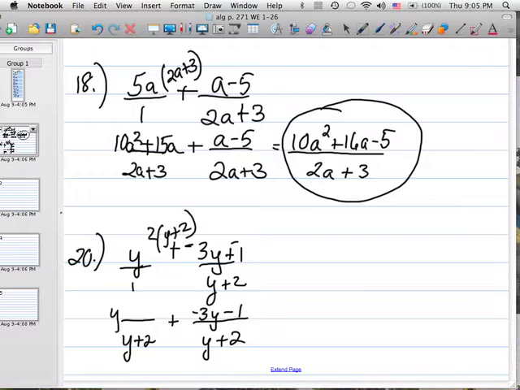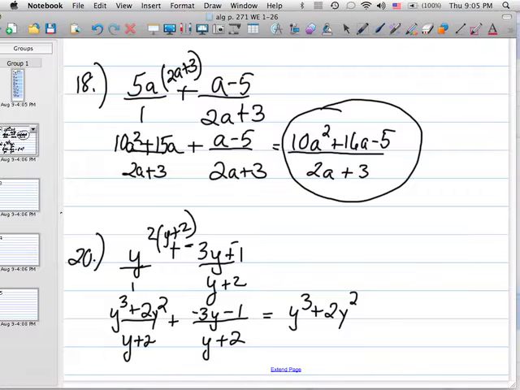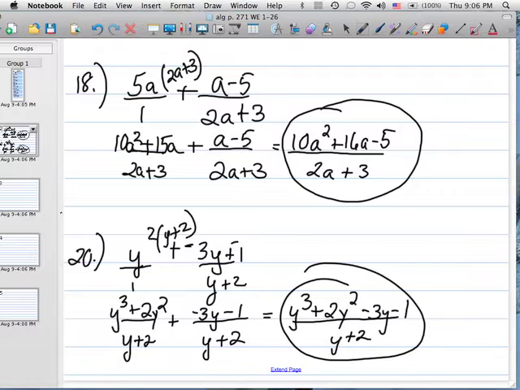So we get y cubed plus 2y squared. Collecting like terms, adding the numerators together, we get y cubed plus 2y squared minus 3y minus 1 over y plus 2. And that cannot be factored, so there's no canceling.